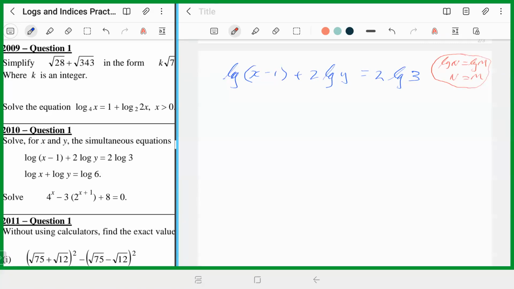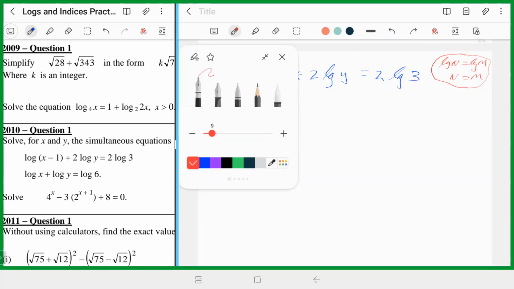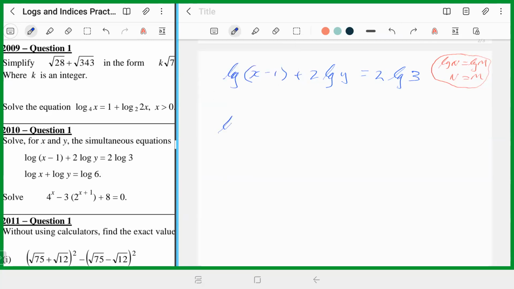Alright? So first thing I'm going to do is move this 2 and put it up here. That's the third law I looked at. I move the power. And then I'm also going to move this 2 and put it up here as a power. You have to know those laws like the back of your hand. So this then becomes the log of x minus 1 plus the log of y squared. We move up the 2, it becomes y squared. And then this now becomes the log of 9. When I carry the 2, it becomes 3 squared, which is 9.